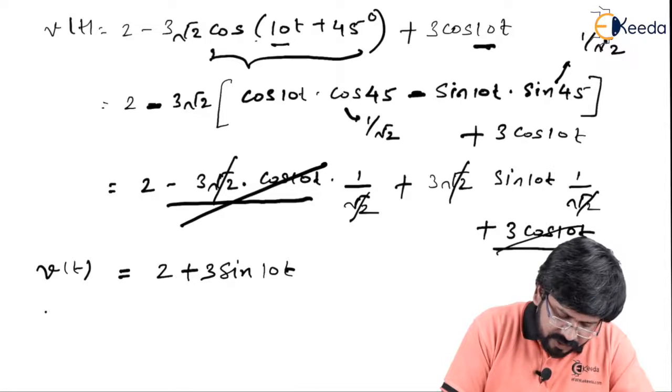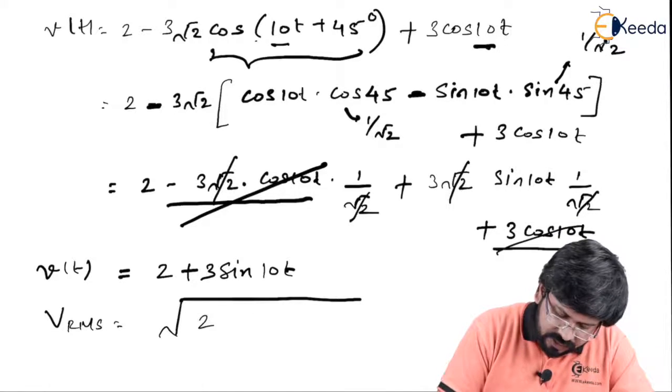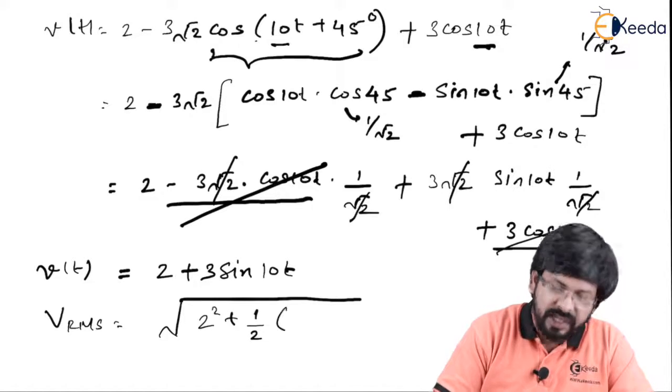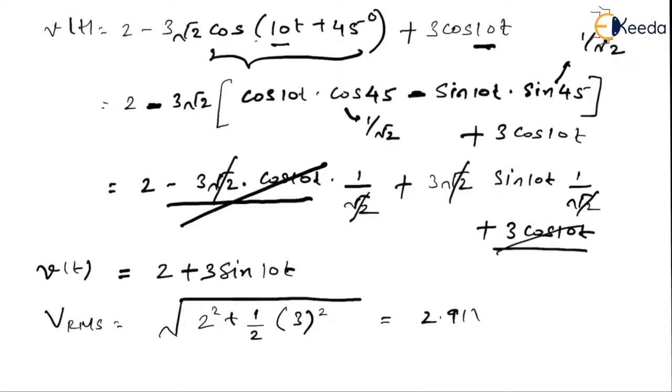Now I can go for the VRMS value, which is straight away equal to the square root of DC part square, which is 2 square, plus half, and then I can take 3 square. So after solving this, you will get 2.9 volt. So VRMS is 2.9 volt. I'm sure you understood this problem. Now we can move to the next problem.